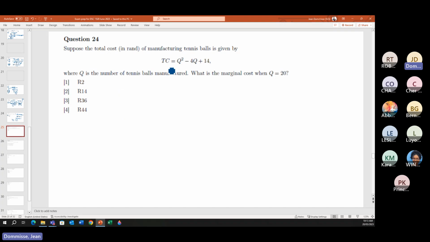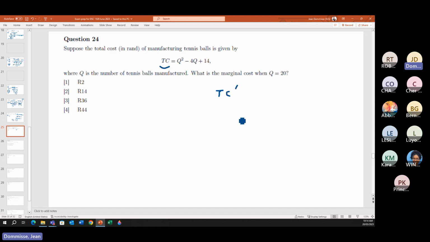So total cost, they give us: suppose the total cost of manufacturing tennis balls is given by that, where Q is the number of tennis balls manufactured. What is the marginal cost when Q is 20? Okay, so how do we get marginal cost? We basically differentiate the total cost.